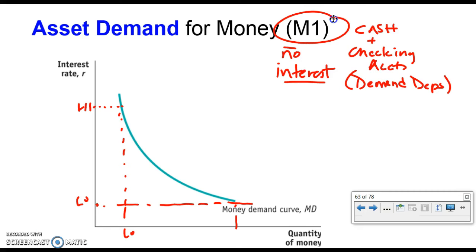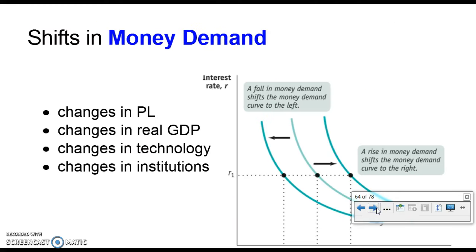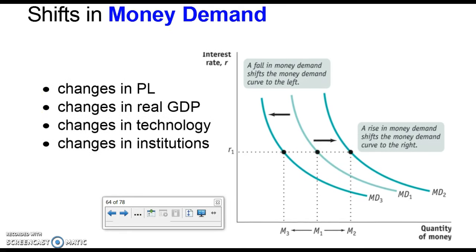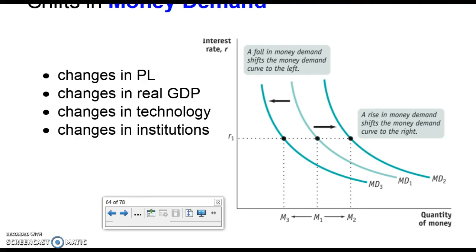We also talked about in class the fact that there's also a transactions demand for money, and the transactions demand for money is related not to the interest rate, but to the nominal GDP, or to price level and real GDP. How much money do we need to actually buy and sell, make the trades that we want to make in the economy? So things that will change money demand, if we consider this the total money demand curve, not just the asset money demand curve, but the total money demand curve that includes asset and transactions demand.